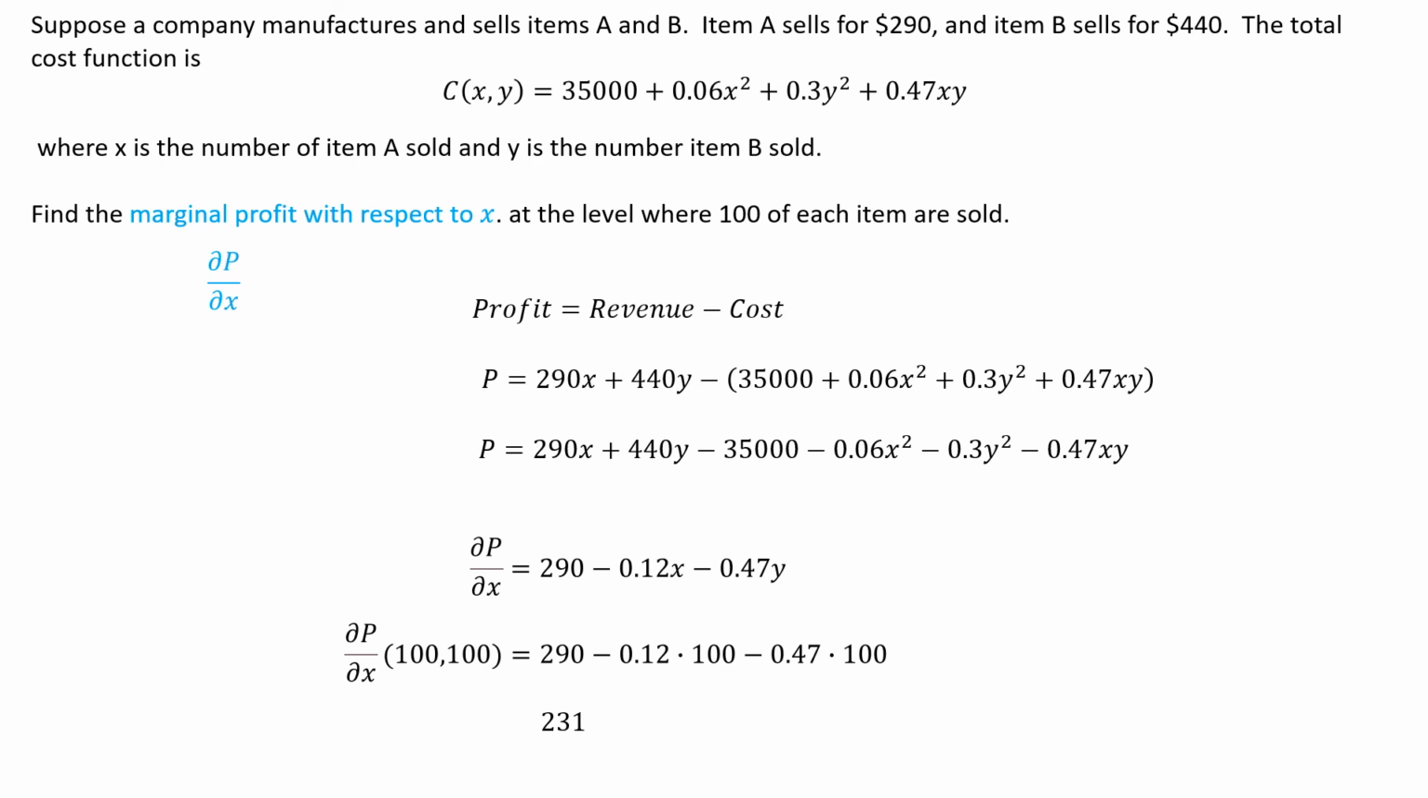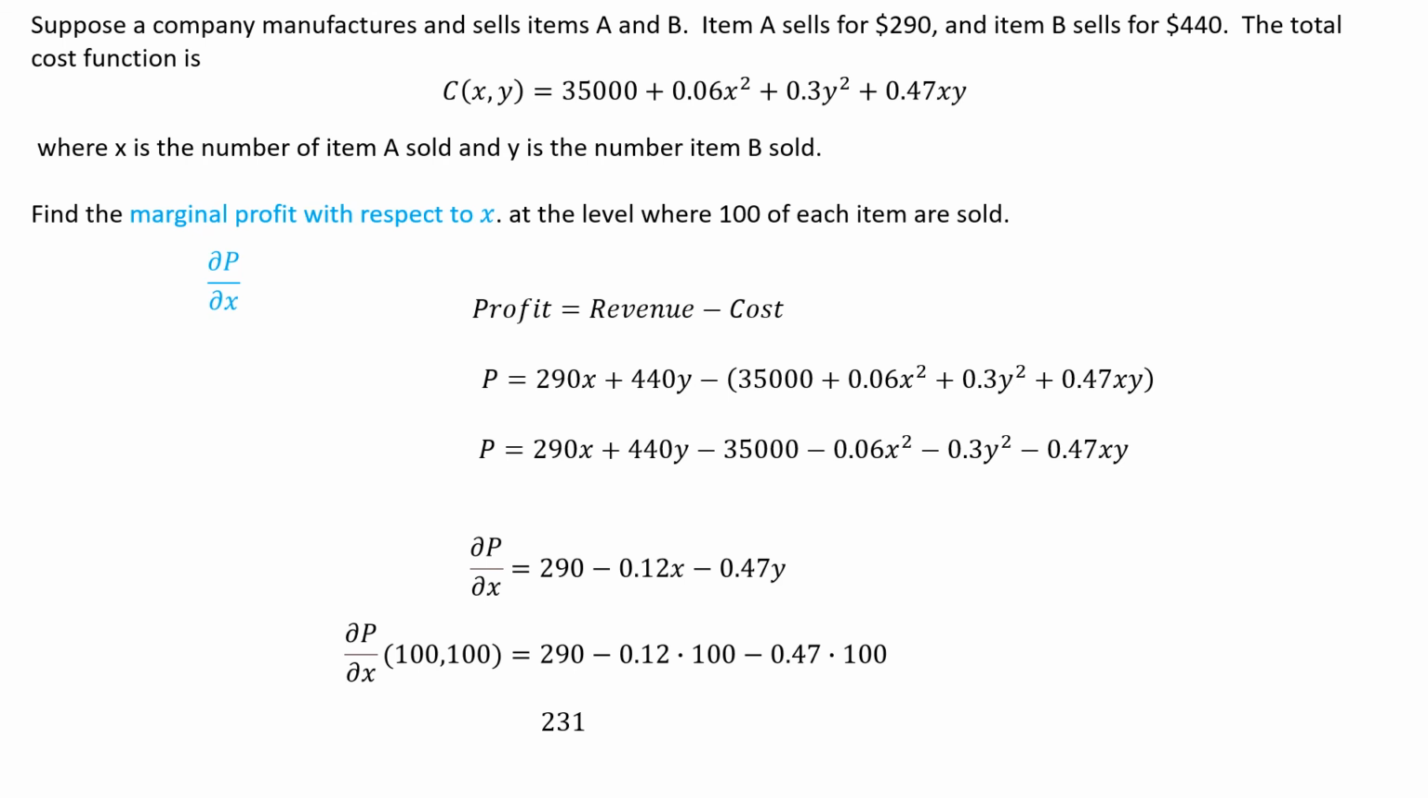But let's take a moment to pause and think, what does that actually mean? Follow me on this logic. Marginal profit is the derivative of the profit. A derivative is a rate of change. So this partial derivative that we found is the rate at which the profit is changing with respect to x, which means how fast is the profit growing or shrinking? In this case, it's growing because the answer is positive.